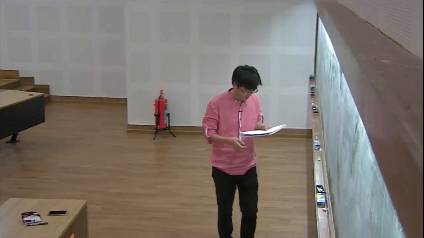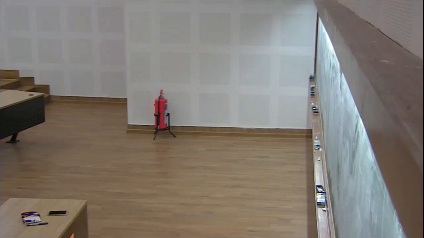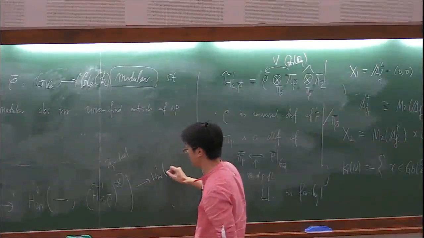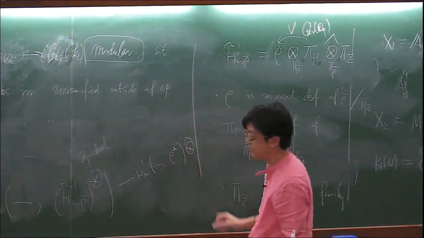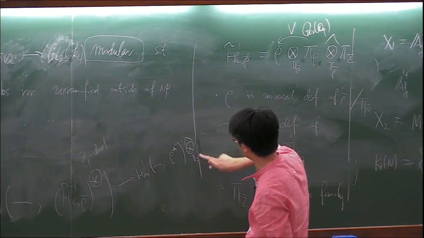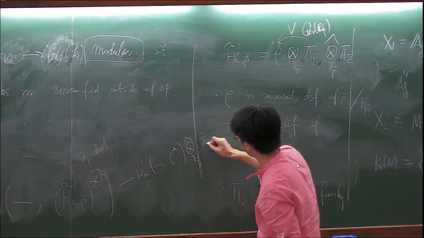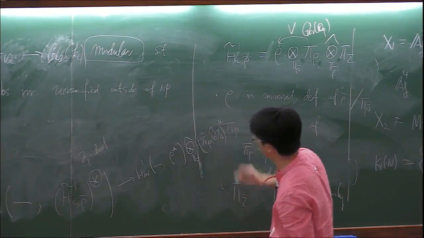So we have an element here, and we can use this. And this goes to H^1 Iwasawa, the same thing, and the completed tensor product over the Hecke algebra with this pi_p tensor pi_sigma dual.